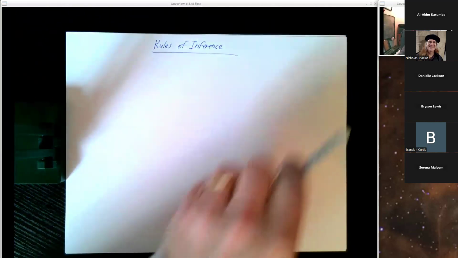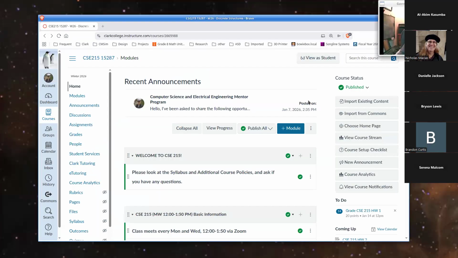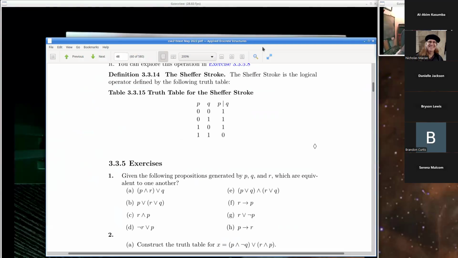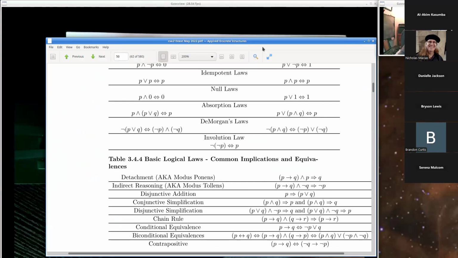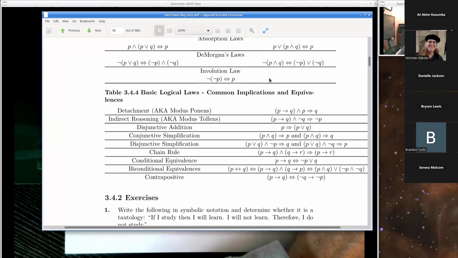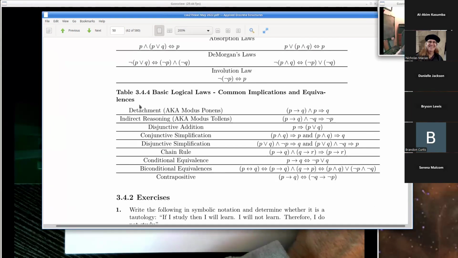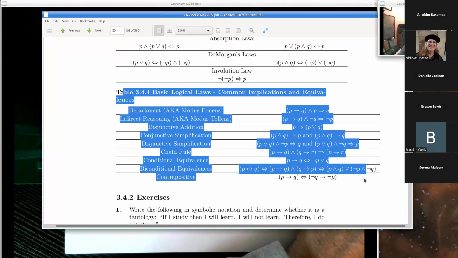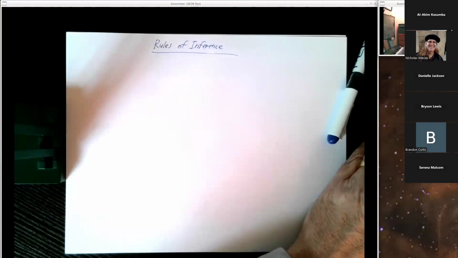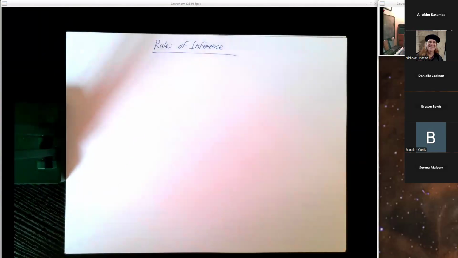And let me bring back page 50 from our notes. So we're going to be talking about this table 3.4.4, basic logic laws. I'm calling them rules of inference. That's where we're going to spend the next few classes.